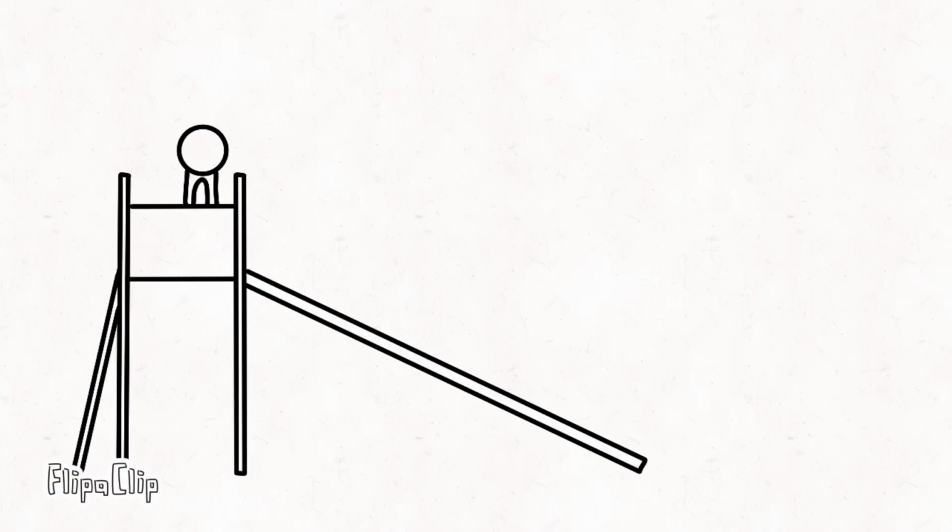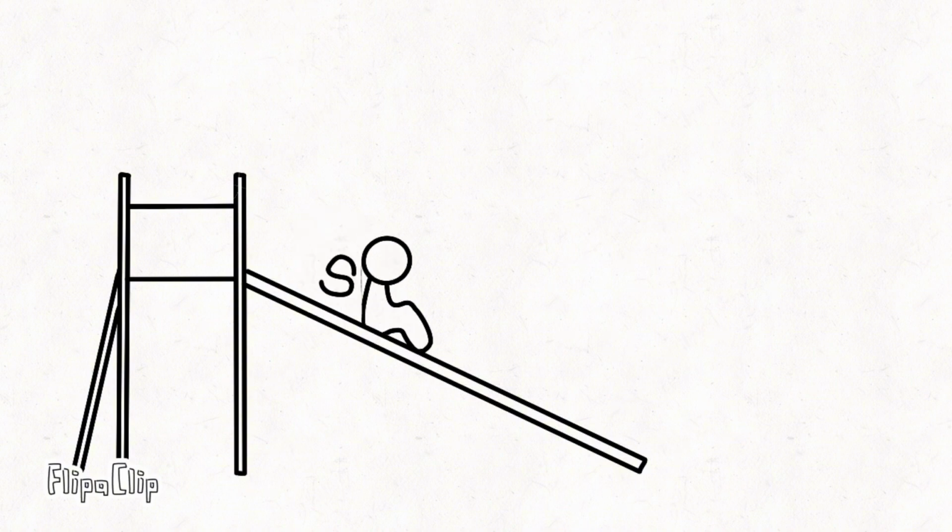The law of conservation of energy says energy cannot be created or destroyed, only converted. Example: show someone at the top of the slide, then sliding down. At the top, it's all potential energy. As you slide, it becomes kinetic energy. No energy is lost. It just changes form.